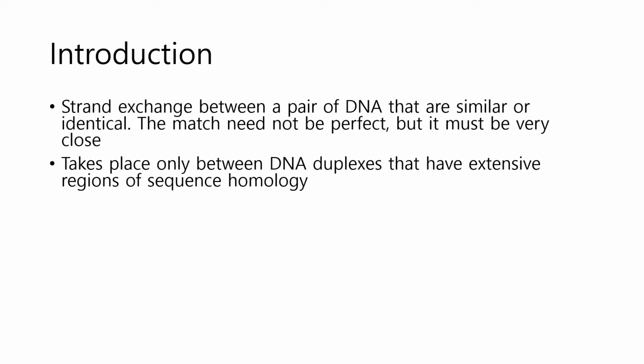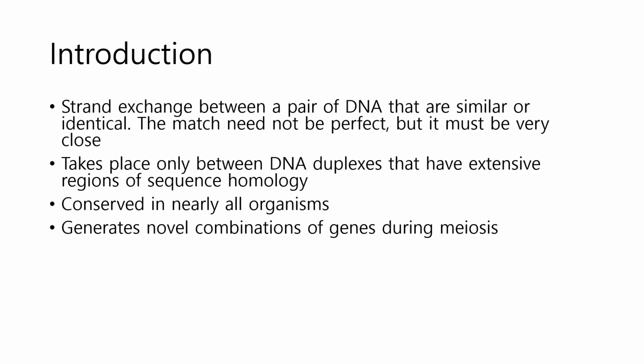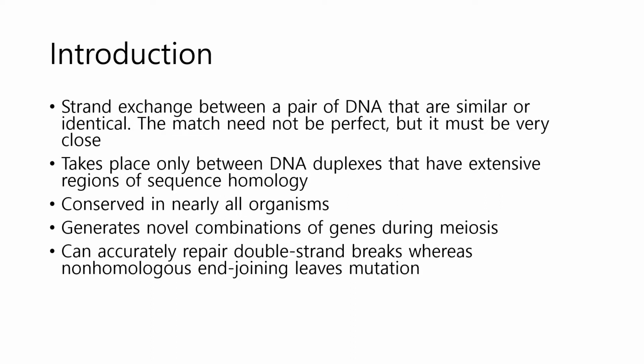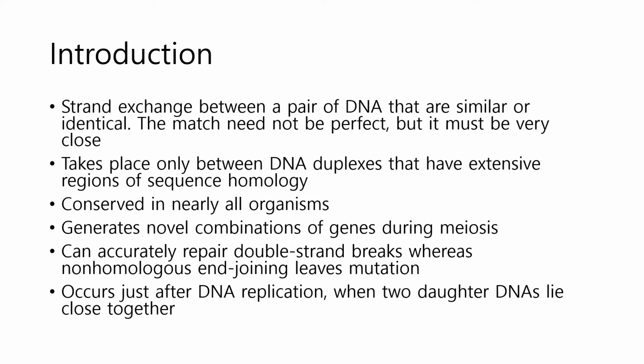It takes place only between DNA duplexes that have extensive regions of sequence homology, and it is conserved in nearly all organisms. And it generates novel combinations of genes during meiosis. It can accurately repair double-strand breaks, whereas non-homologous end joining leaves mutations, so it is a major way to repair double-strand breaks. It occurs just after DNA replication, when two daughter DNAs lie close together.